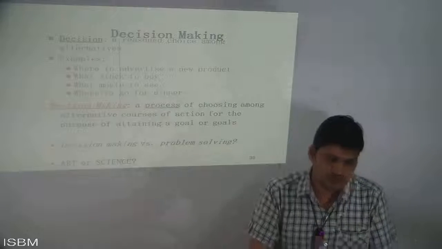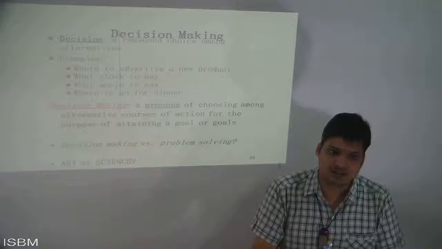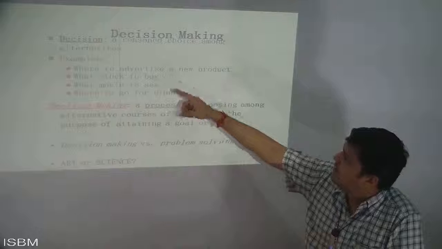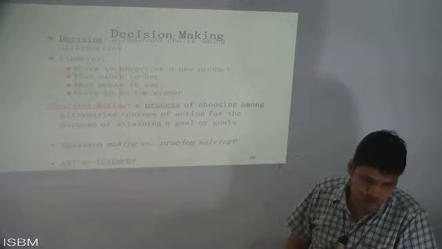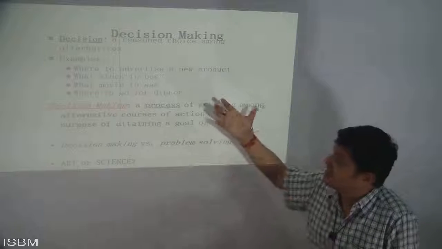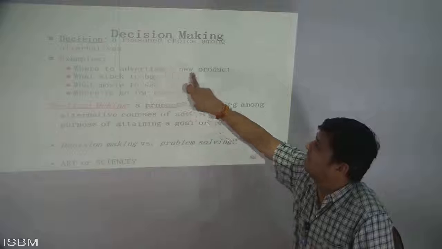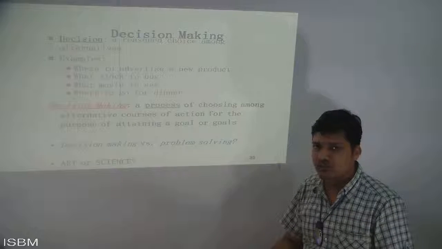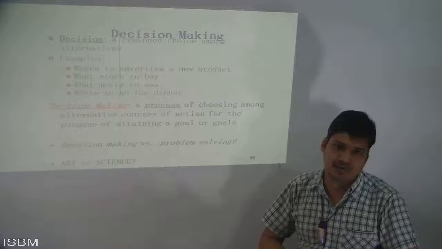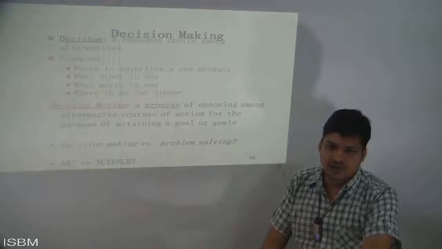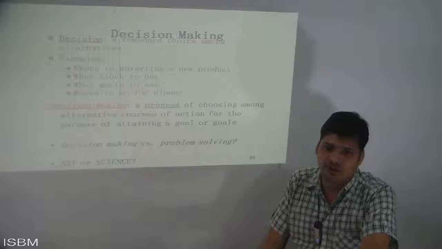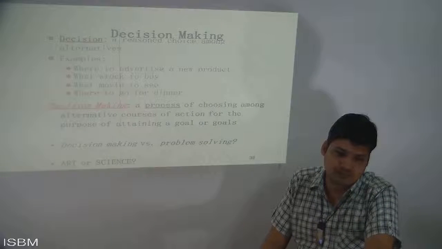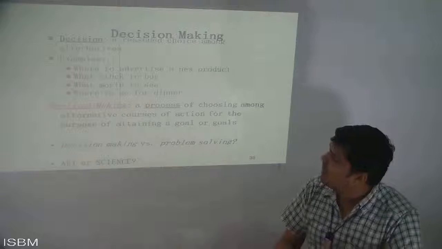Decision making. A decision is a reasoned choice among alternatives. Example: where to advertise a new product? Suppose you are launching some niche product. You cannot advertise it in a small area, in a town or a village, because the people there do not have the capacity to buy that product. So you have to launch these products in very big metro cities where people can buy. So what stock to buy?